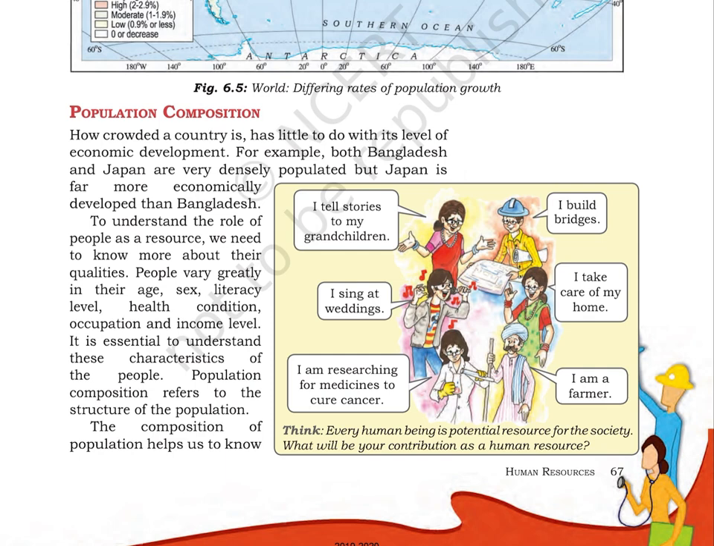In this box, the role of people as a resource has been given in the form of a diagram. There is an old lady who says, "I tell stories to my grandchildren." There is an engineer who says, "I build bridges." There is a singer who says, "I sing at weddings." There is a housewife who says, "I take care of my home." There is a scientist who says, "I am researching for medicines to cure cancer." There is a farmer who says, "I am a farmer."